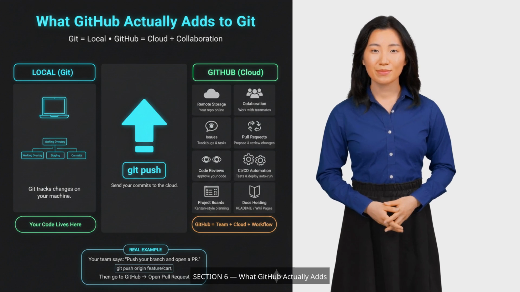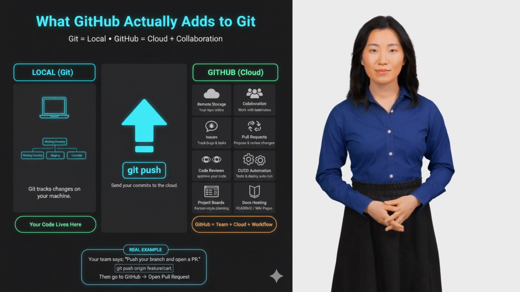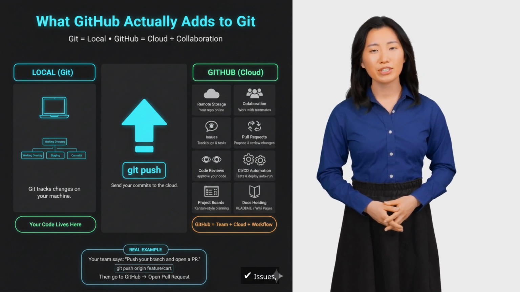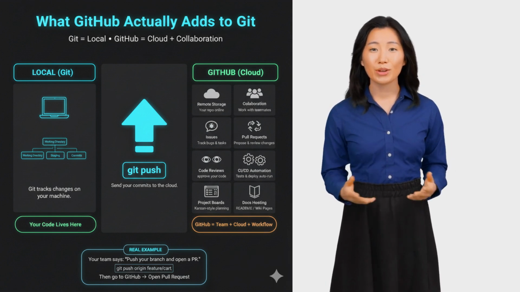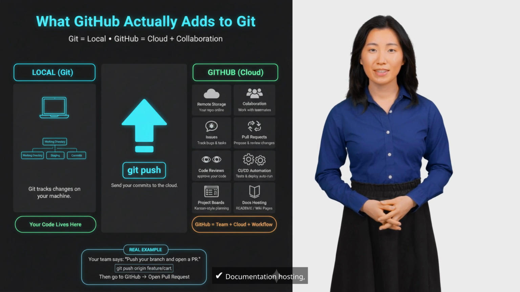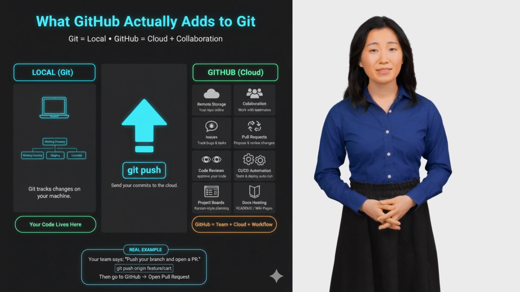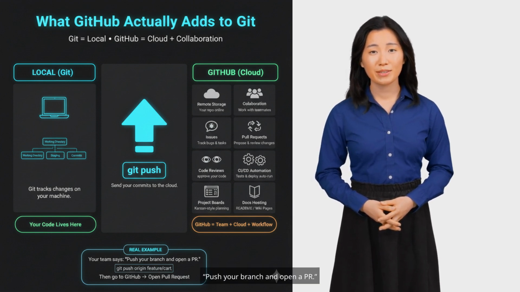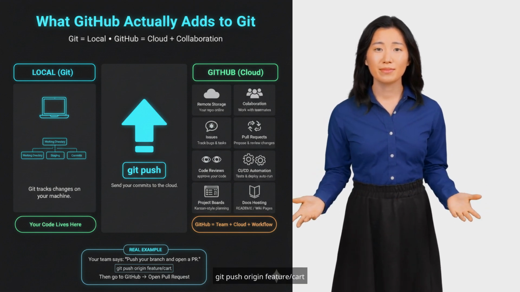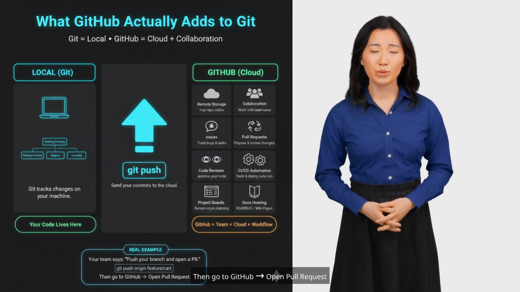Section 6. What GitHub actually adds. GitHub gives you remote storage, collaboration, issues, pull requests, code reviews, CI/CD automation, project boards, documentation hosting. Example. Your team says, push your branch and open a PR. This means git push origin feature/cart. Then go to GitHub. Open pull request.